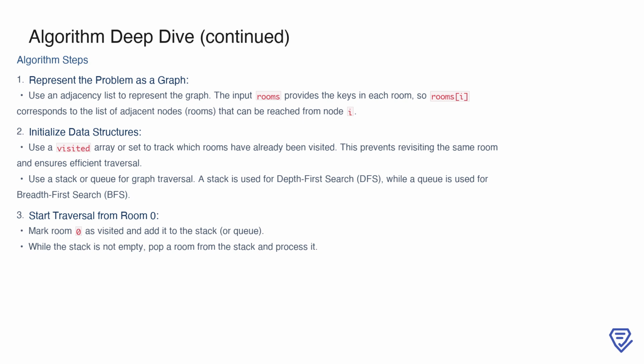A stack is ideal for depth-first search, DFS, while a queue is suitable for breadth-first search, BFS. After setting this up, we begin the traversal from room 0. Room 0 is marked as visited and added to the stack or queue, which we will process iteratively.